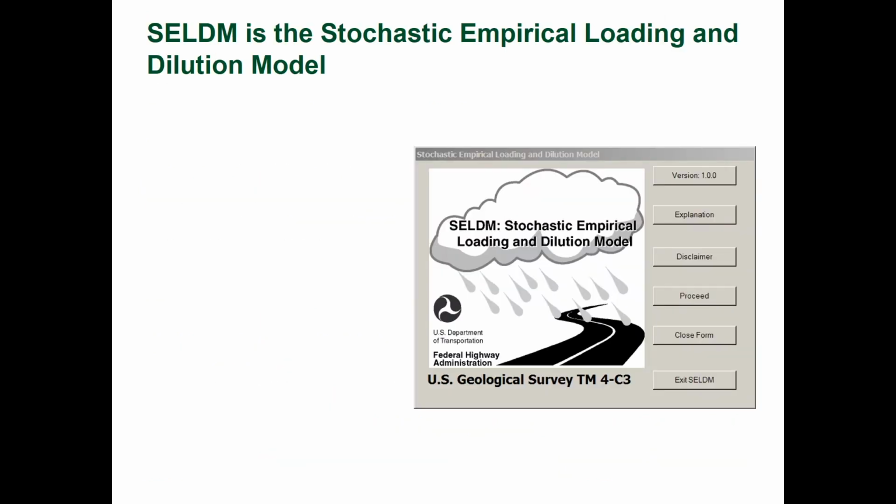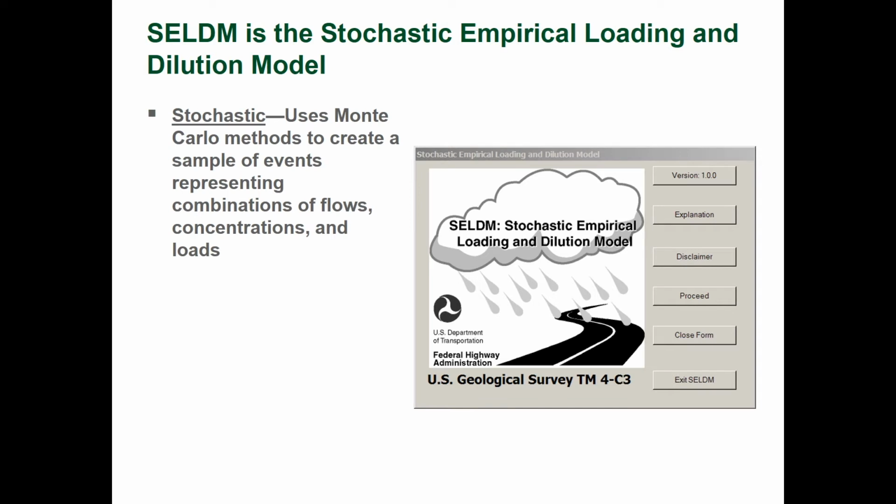SELDM is a stormwater model designed to estimate storm flows, loads, and concentrations in storm flows from upstream basins, a site of interest such as a highway or an urban area, BMP outfalls, and in the receiving water downstream of the site of interest. SELDM is a stochastic model because it uses Monte Carlo methods to create a sample of events representing combinations of flows, concentrations, and loads. It's an empirical model because it's based on data and statistics rather than just pure theory.